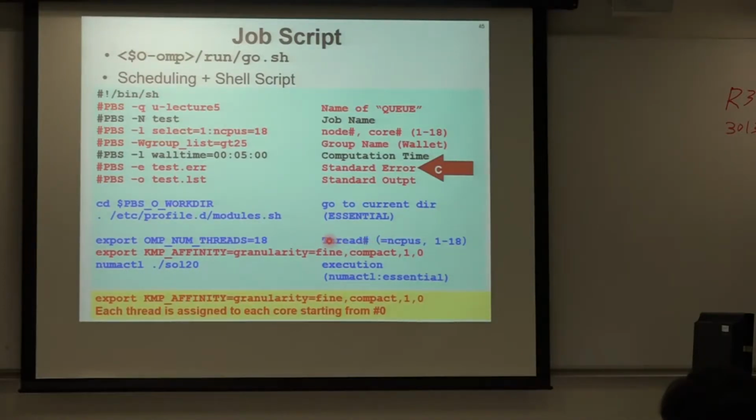Okay, last one is numactl /sol20. Sol20 is the name of the execution code, so-called load module. It's a program name. And also, this numactl is an essential part. So also, it binds the whole thing on a single socket. So basically, this sol20 is the name of the program. If you want to run a different program, you can change this sol20. Okay, that's a very brief overview of this job script.